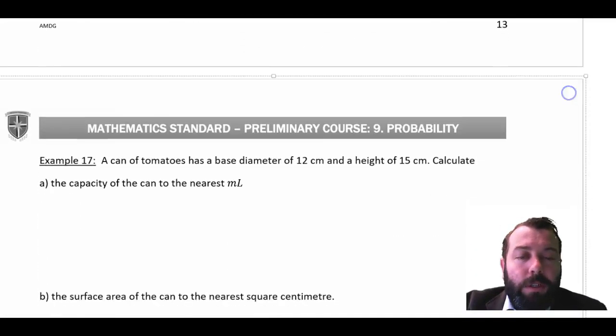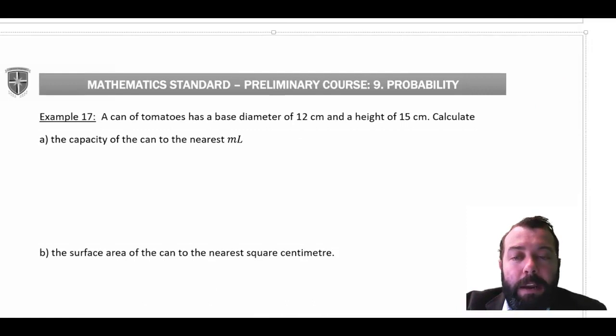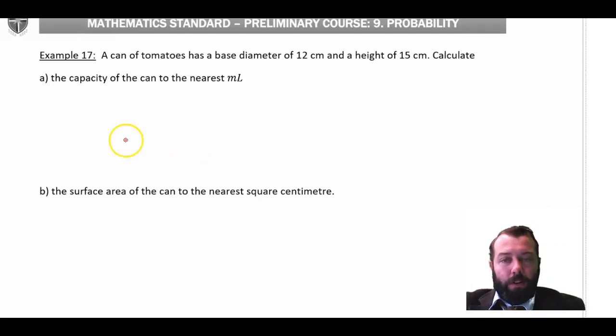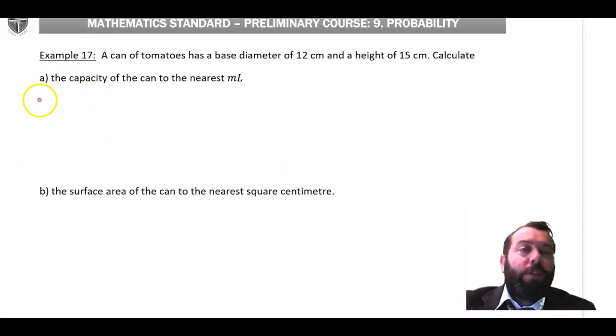We'll see a variety of those questions to work through in the exercise, but here in my example 17, I have a can of tomatoes. I want to work out the capacity of this can and the surface area of the closed can. So here we go. First of all, the capacity: we're going to work out the volume first and convert that to capacity, remembering 1 cubic centimetre equals 1 millilitre.